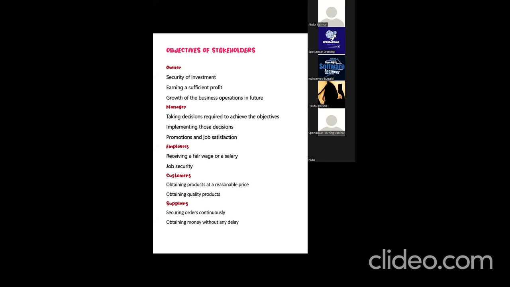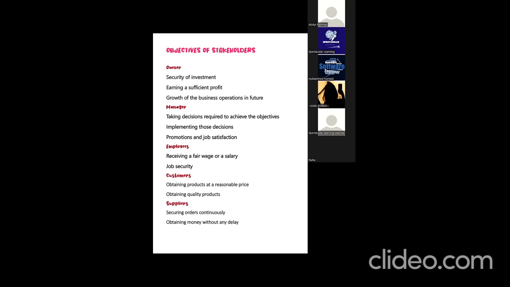Okay, so I'll continue. Managers, their objective is that they take some decisions, right? The decisions they will implement. They'll put those decisions to work. And also they expect job promotions and to be satisfied with their job. Those are the objectives of a manager.